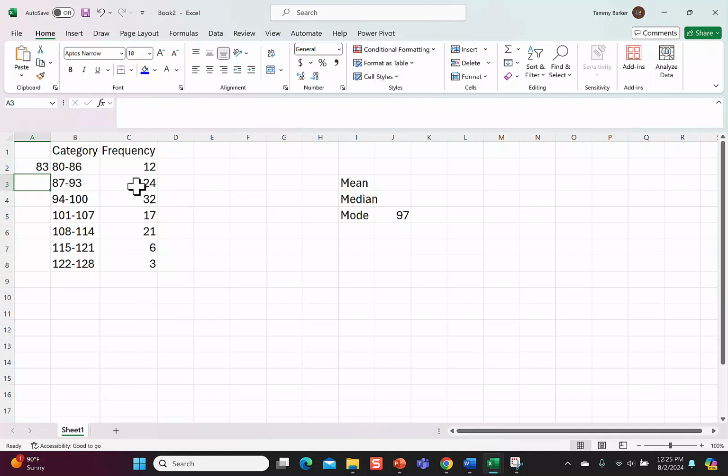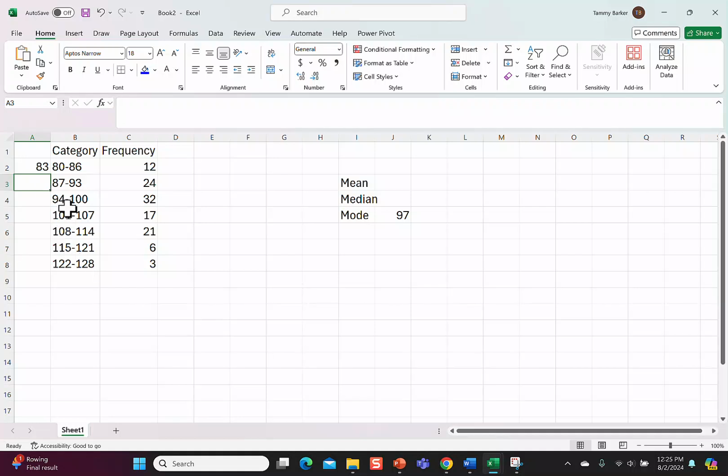I want you to notice that the class width for this example is 7. You get the class width by looking at the difference between either the lower class limits or the upper class limits of each of the different classes. When I look from 80 to 87, that's a distance of 7. From 86 to 93, also a distance of 7. And you can see we have consistent intervals for all of our classes.